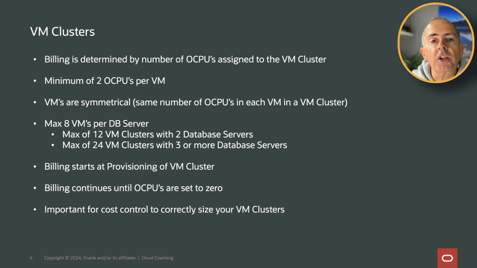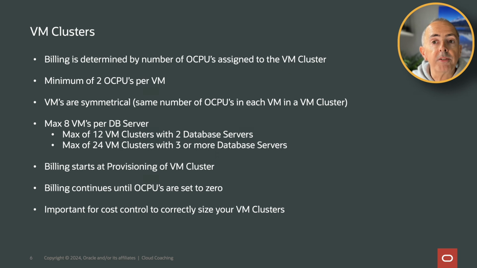Now, as I said earlier, the costs are determined by the number of OCPUs allocated, and the billing starts at the provisioning of the VM cluster and continues until the OCPUs are set to 0. So even if you shut down your VMs and then shut down your VM cluster, the billing continues until the OCPUs are set to 0.